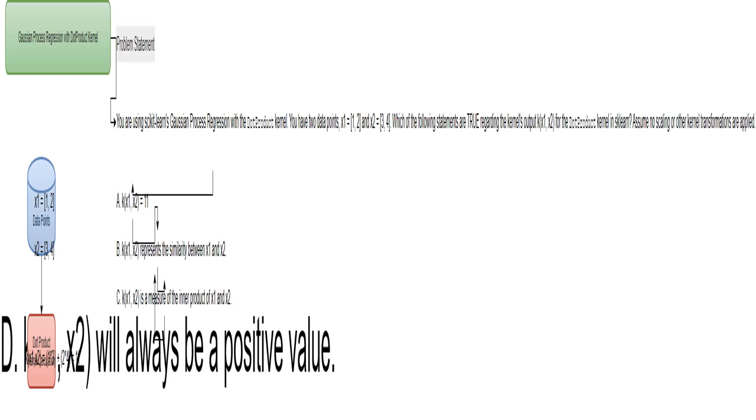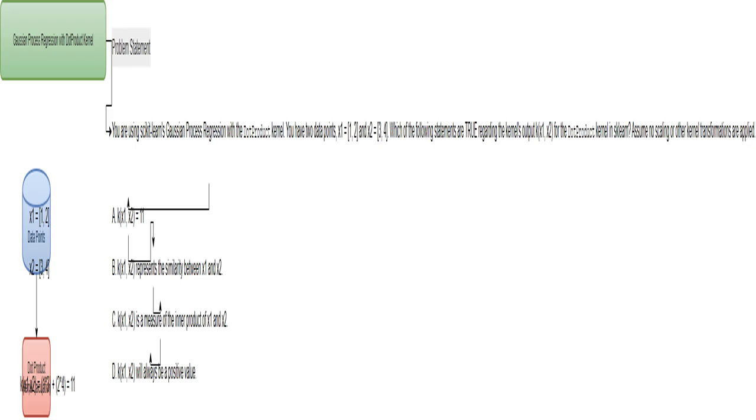This is our first data point. It's a vector represented as a list of numbers. In this case, the values are 1 and 2. This is our second data point, similarly represented as the vector 3, 4. This tells us that we're about to compute the dot product of x1 and x2. This is the core calculation for this problem.